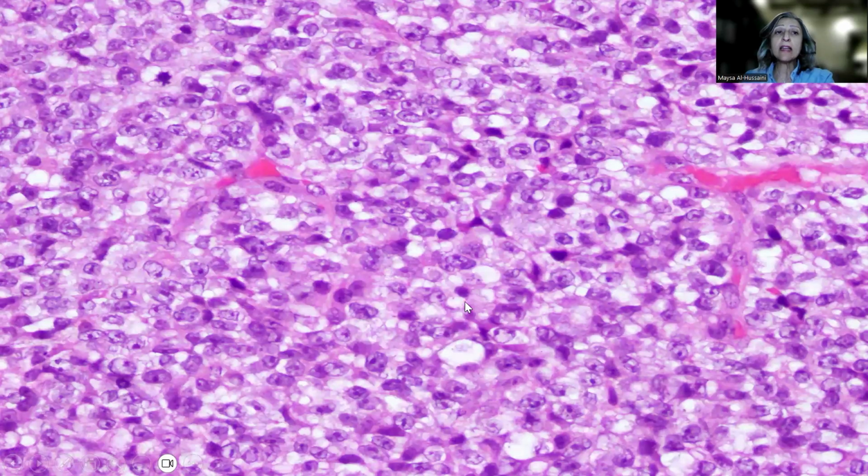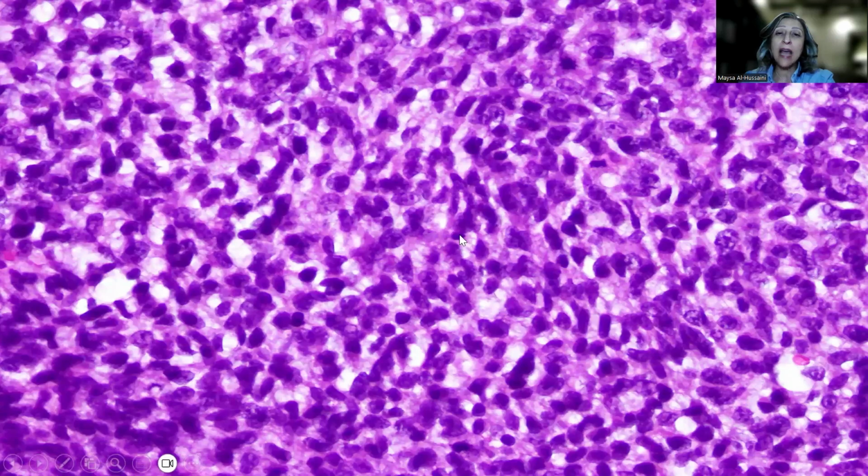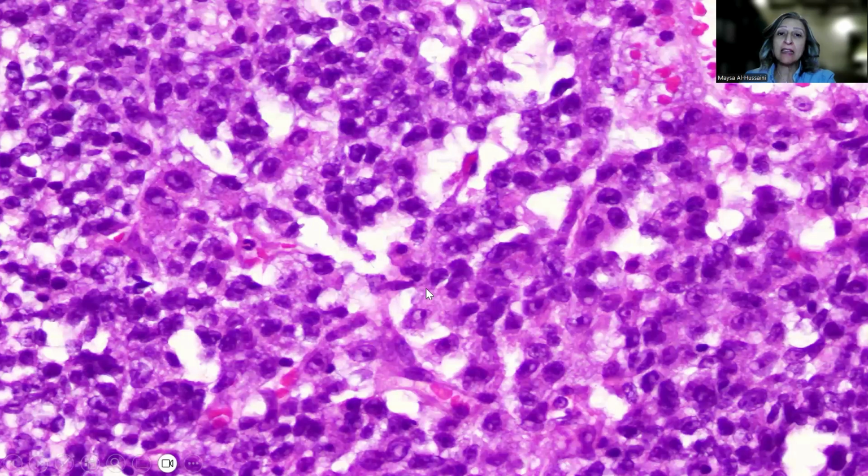On other areas, the tumor cells show this vesicular or vacuolated cytoplasm, still showing the vesicular nuclei and prominent nucleoli, and scattered mitotic figures were encountered among the tumor cells. Other areas showed this myxoidish background, and in some areas there was a tendency to spindling of the tumor cells, not very prominent actually, but it was very focally identified.